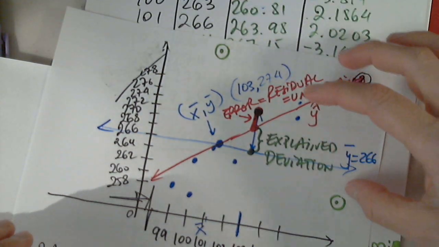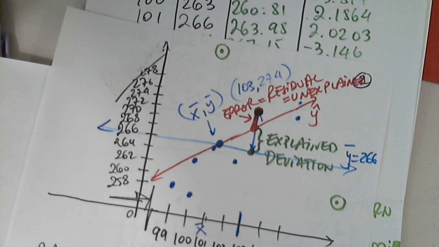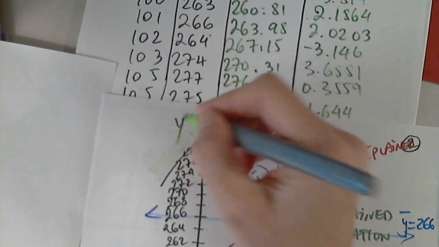We should investigate these points. We should not delete them from the data set and say, oh, they don't matter. No. One option would be to, of course, this is the y values.